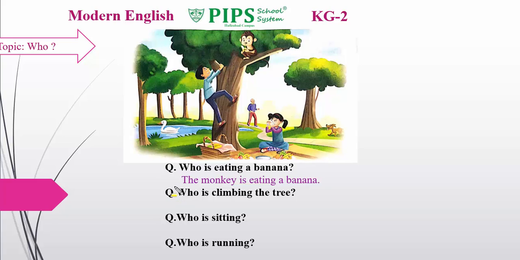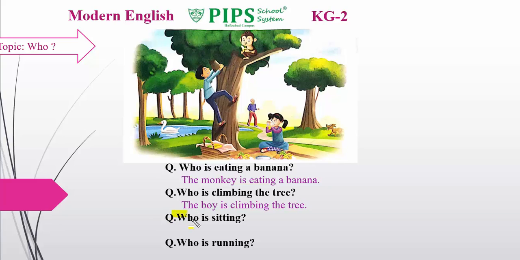Second question is who is climbing the tree? दरख्त पर कौन चढ़ रहा है? Look at the picture. The boy is climbing the tree. So the answer is the boy is climbing the tree. लड़का दरख्त पर चढ़ रहा है.